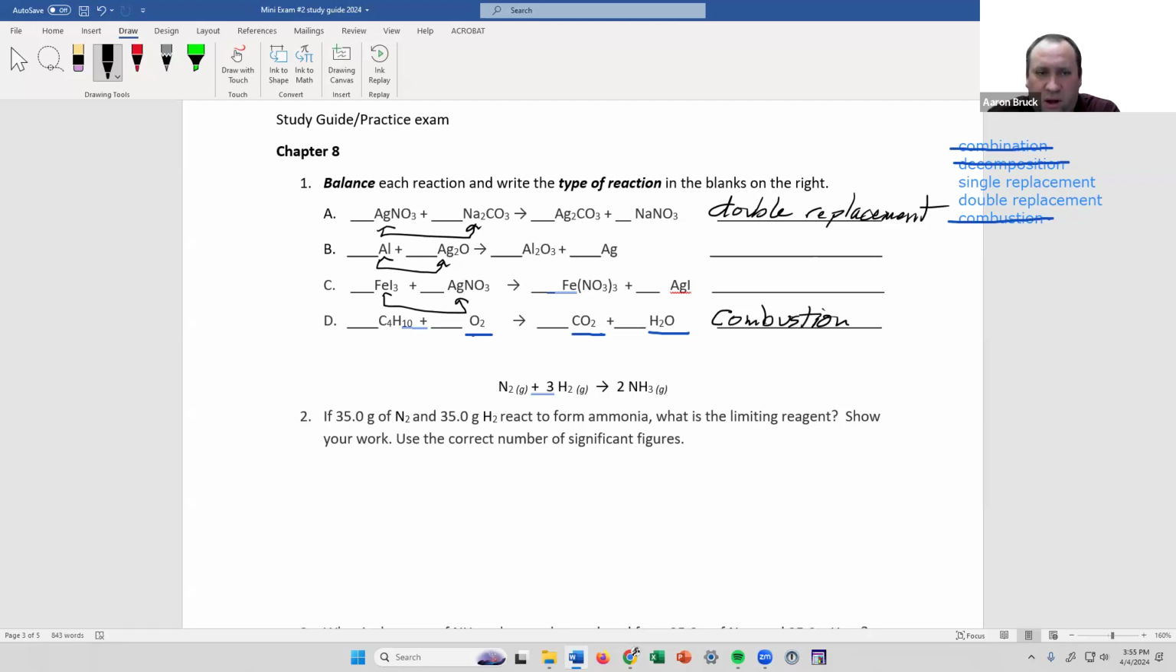For the aluminum, aluminum's not a compound, it's an element. Silver oxide is a compound. So I've got silver oxide on the one side and aluminum oxide on the other. One compound per side, single replacement is this one. I've got iron 3 iodide here, silver nitrate here. Both of those are compounds. Two compounds means double replacement.